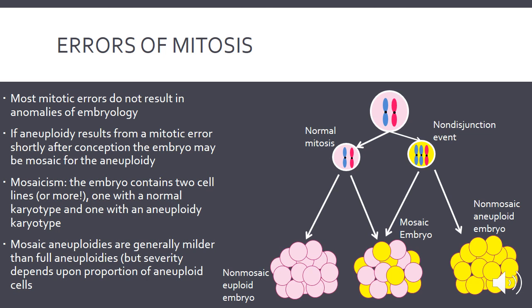But on occasion, you will see an aneuploidy that you don't normally see in live-born children, like, for example, trisomy 12, in a child that is mosaic.